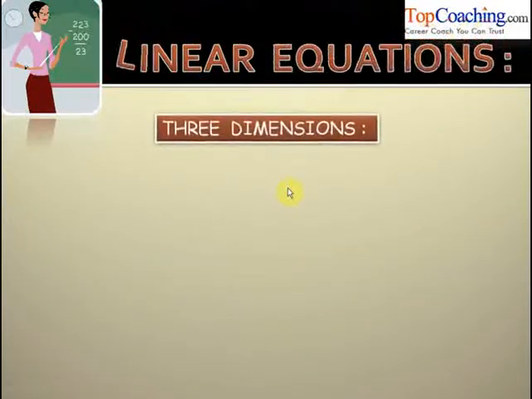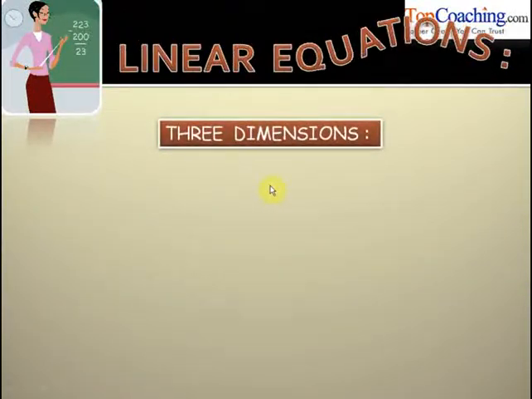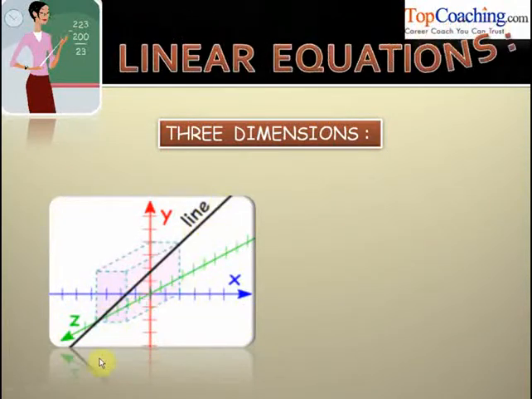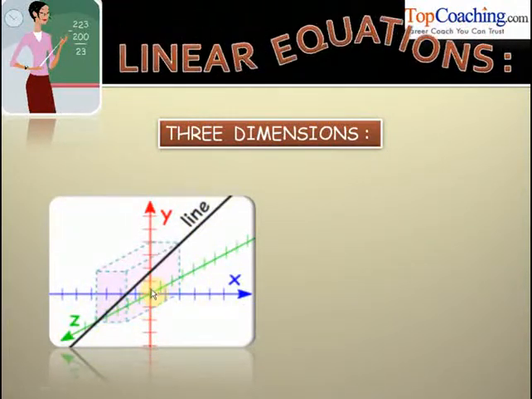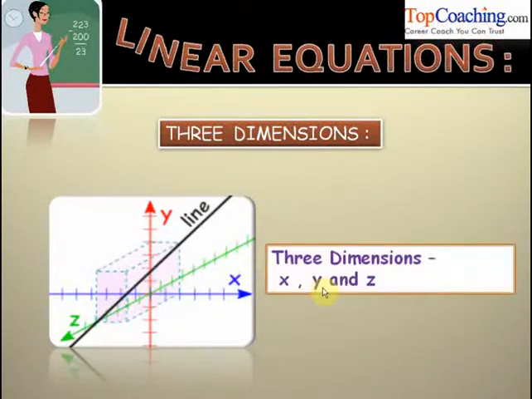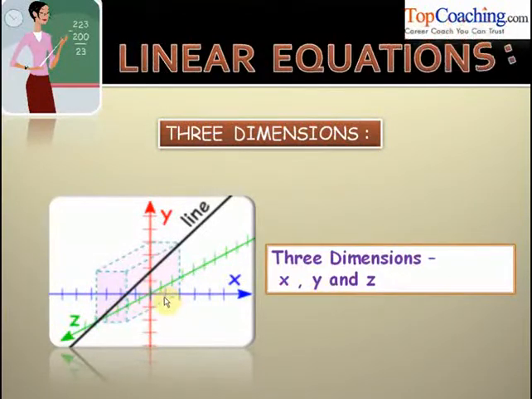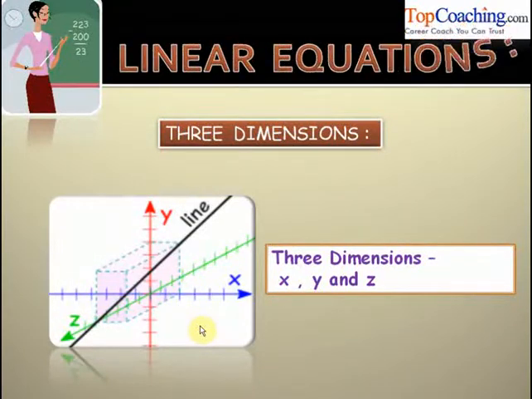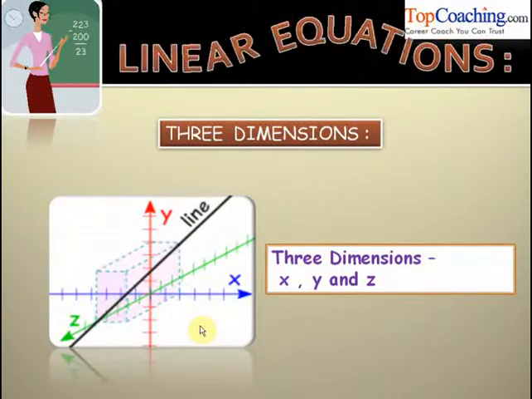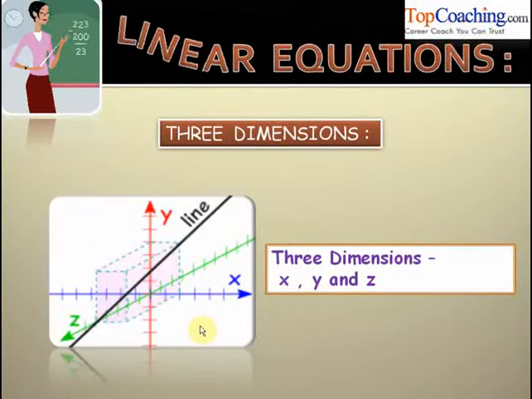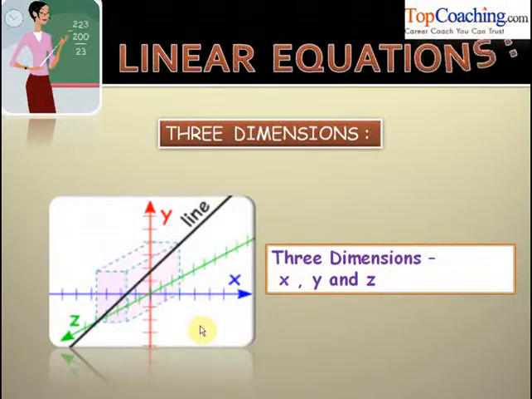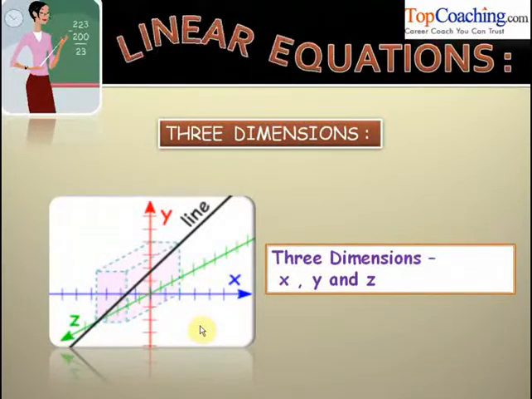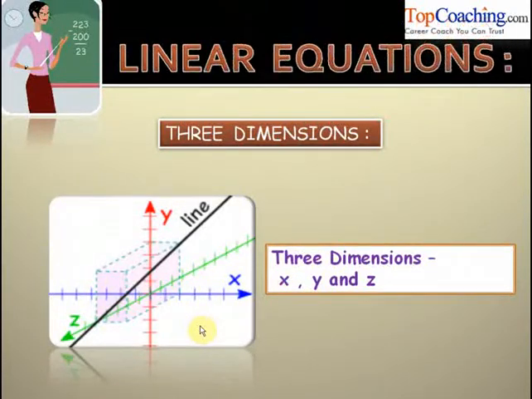Similarly, we could have a linear equation in three dimensions. How? Just look at this figure. Now this line is represented in three dimensions, that is the x dimension, y dimension and the z dimension. So a linear equation in three dimensions can be represented in a three-dimensional plane, such as x, y and z are the three dimensions of such a plane. Similarly, we can represent a linear equation in 4 dimensions, 5 dimensions and so on. But that's actually not possible for us to show.